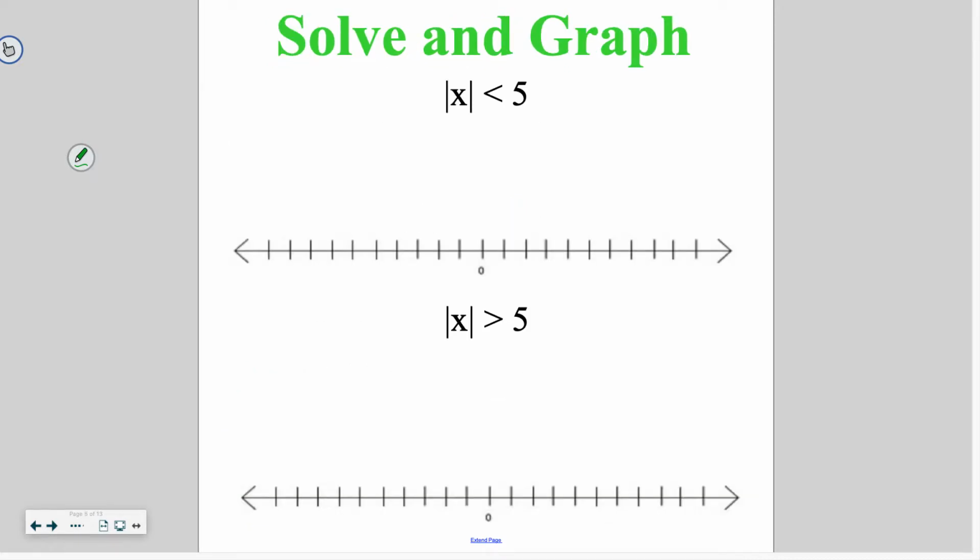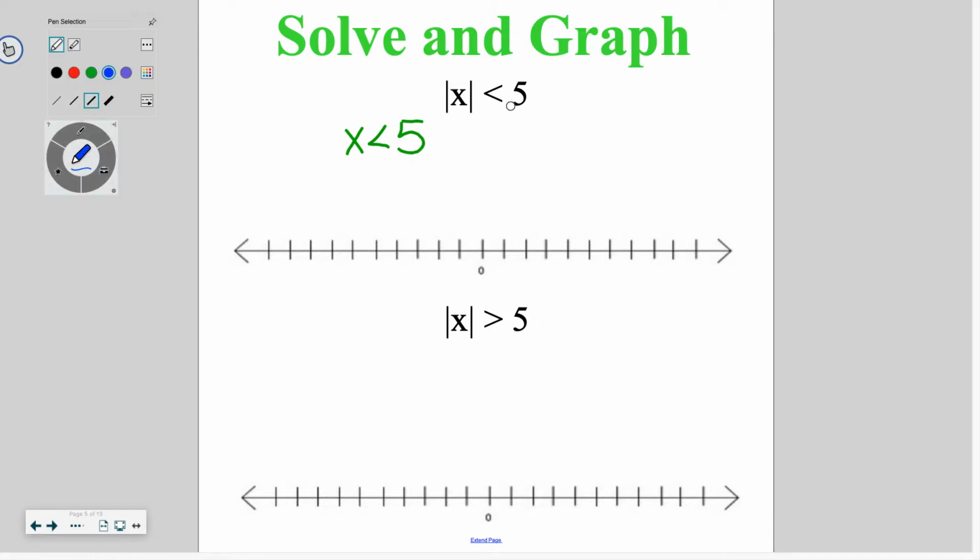So we're going to solve and graph a couple very simple examples to start, and then we will move on to a few more complex ones. So this first one says the absolute value of x is less than 5. So I split it into case 1, which is x is less than 5. Nothing else to solve there.